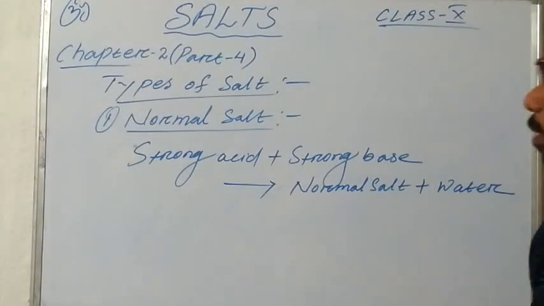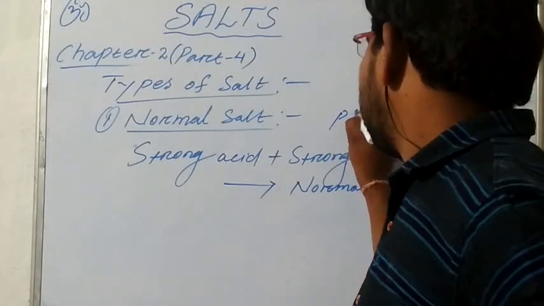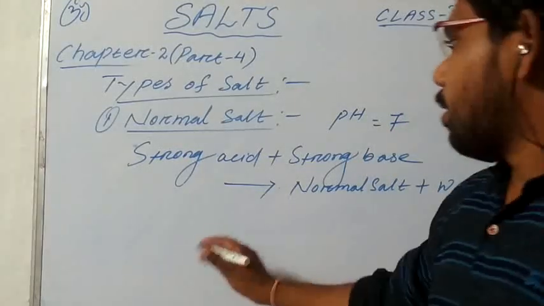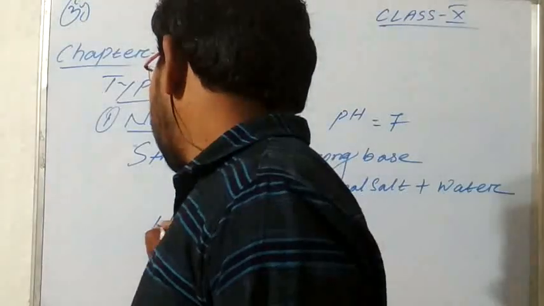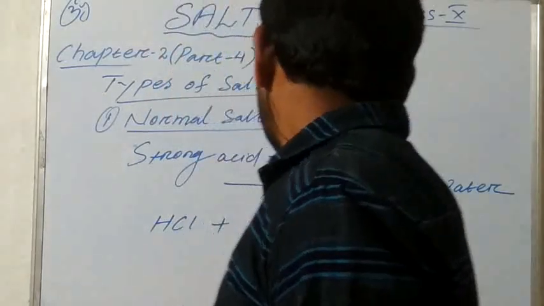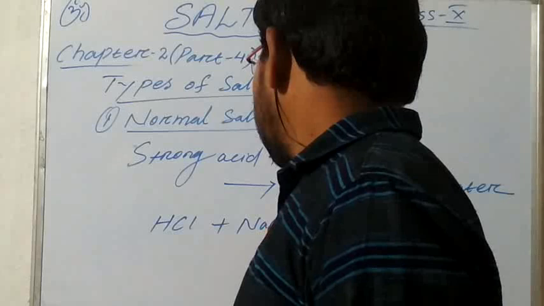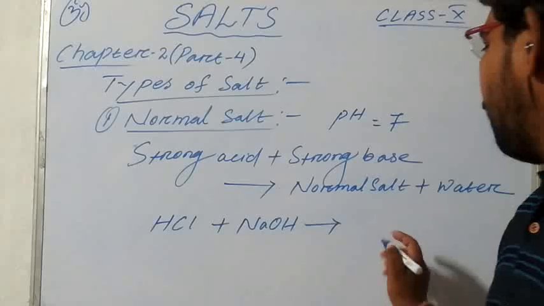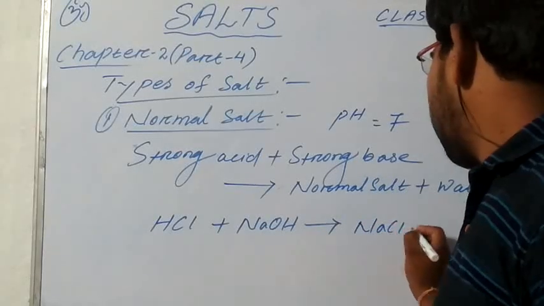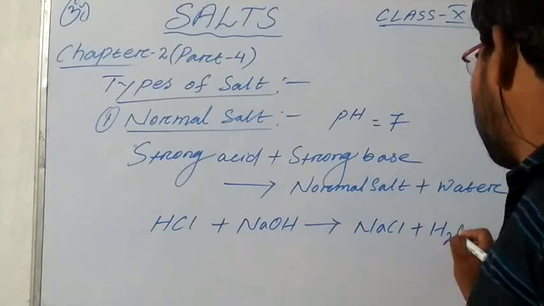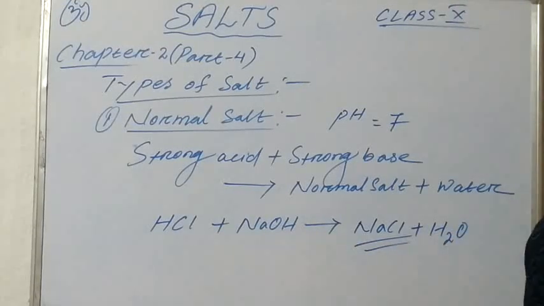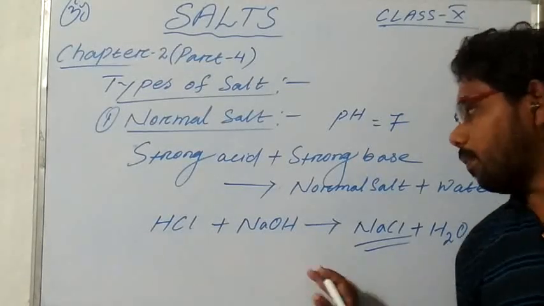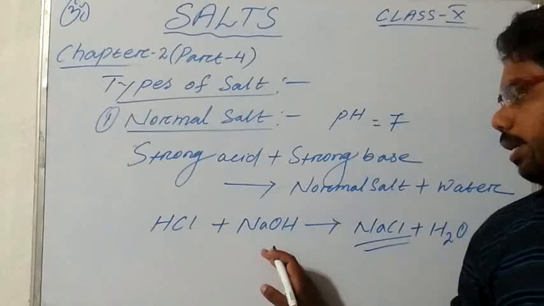The pH of normal salt is equal to 7. Let us discuss one example. HCl is a strong acid, and NaOH is a strong base. The reaction between HCl and NaOH forms NaCl plus H2O. NaCl is a normal salt. Sodium chloride is an example of a normal salt. Normal salt is formed by the reaction between a strong acid and a strong base.